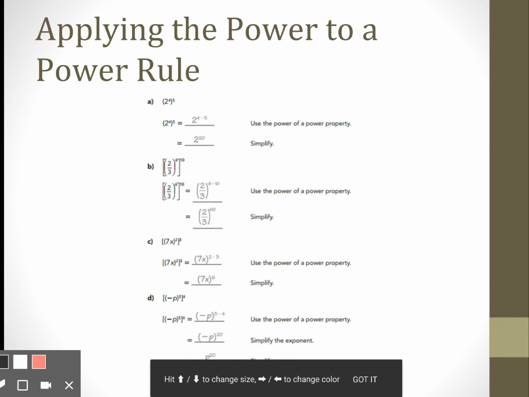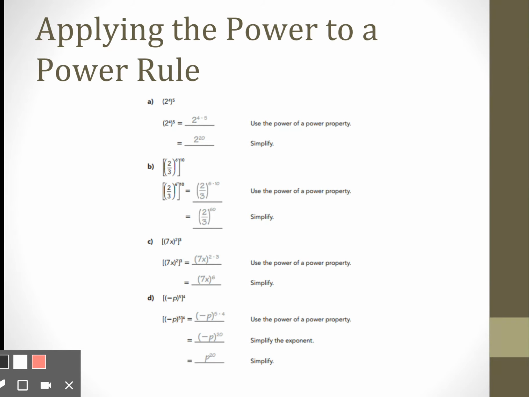To apply the power of a power rule, it can be done again with all types of numbers. It can be applied with just a whole number, fractions, decimals, variables, and variables combined with coefficients. So in example A here, we have the whole number of 2 to the 4th power raised to the 5th. So they use the power of a power property and multiply the 4 and the 5 together to get 2 to the 20th power.